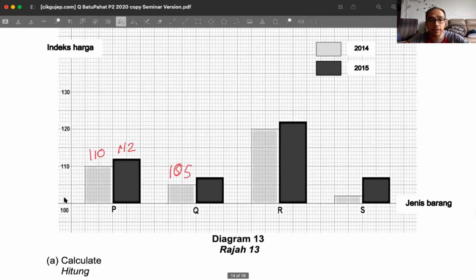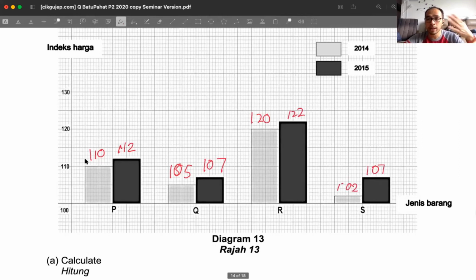Yeah, correct. 105. This is 107. This is 120. This is 122. This is 102. And this is 107. Okay, so this is the price index now.